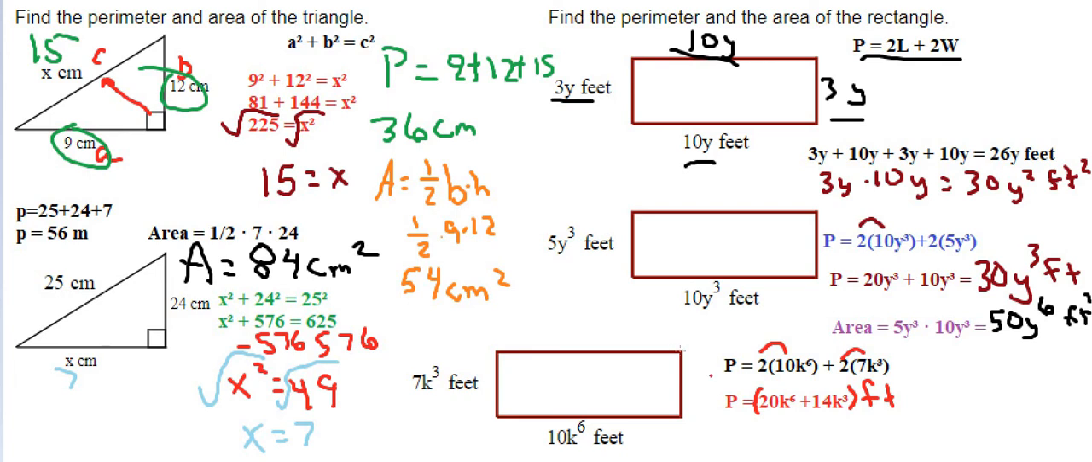And finally, the area would be 7k to the third times 10k to the 6th. And that's going to give us 10 times 7 is 70. And then we add the exponents. So k to the 6th times k to the 3rd is k to the 9th. And so we're going to have 70k to the 9th feet squared.